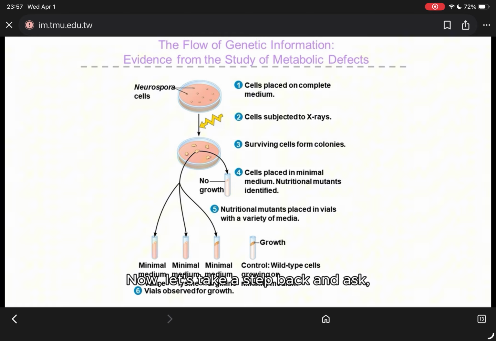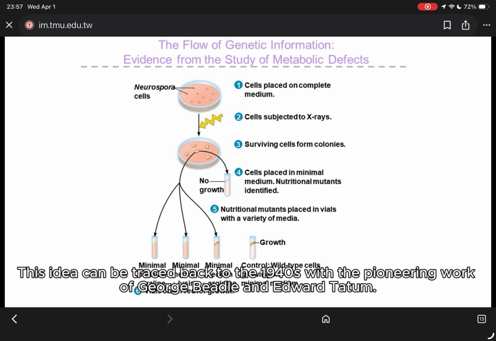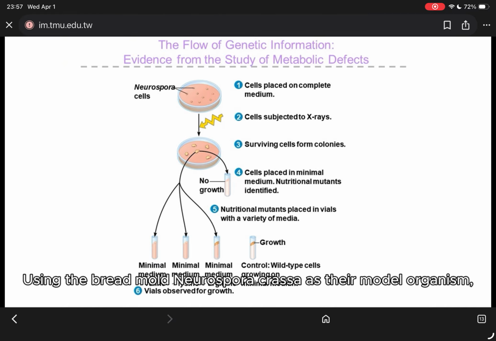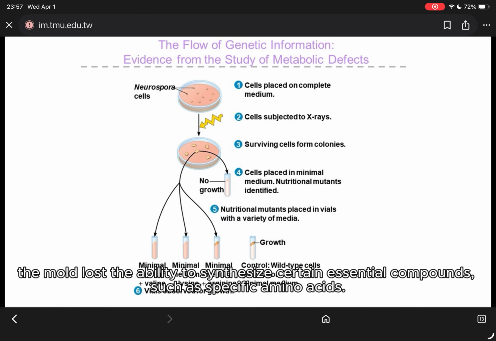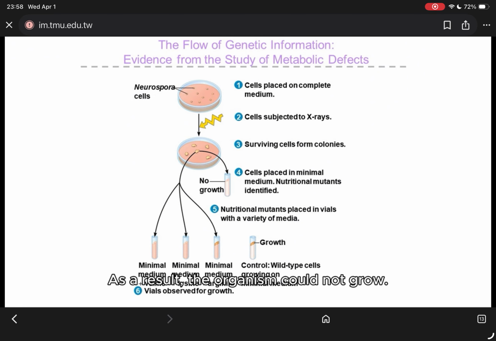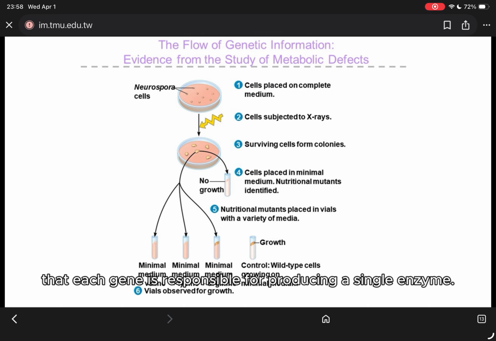Now let's take a step back and ask, how did scientists first discover that genes determine traits by directing the production of proteins? This idea can be traced back to the 1940s with the pioneering work of George Beadle and Edward Tatum. Using the bread mold Neurospora crassa as their model organism, they observed that when a particular gene was defective, the mold lost the ability to synthesize certain essential compounds, such as specific amino acids. As a result, the organism could not grow. From these experiments, they proposed a groundbreaking hypothesis known as the one gene, one enzyme theory, that each gene is responsible for producing a single enzyme.